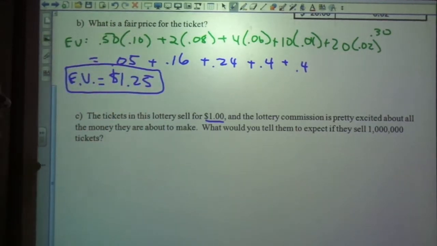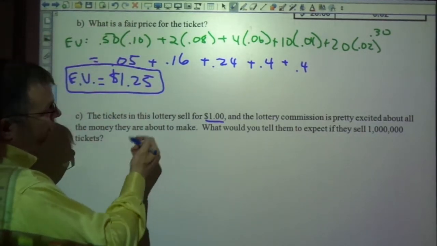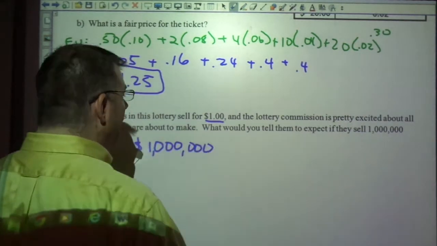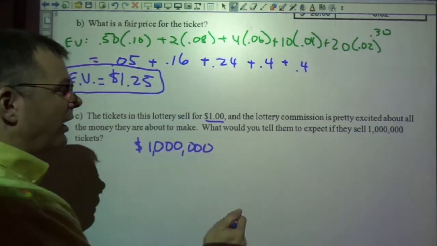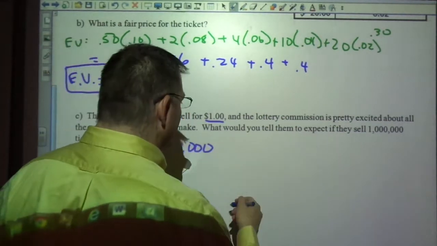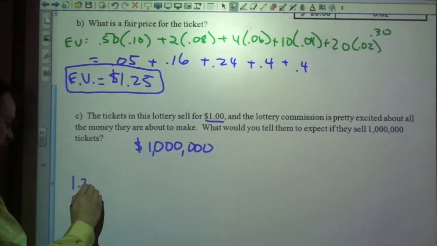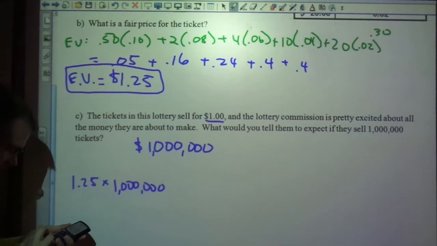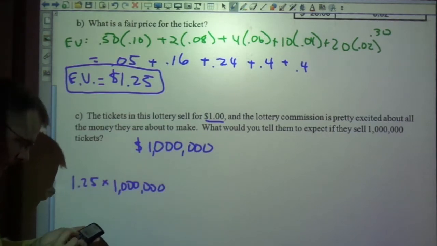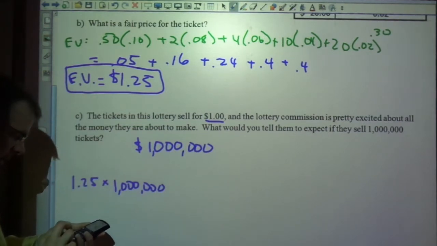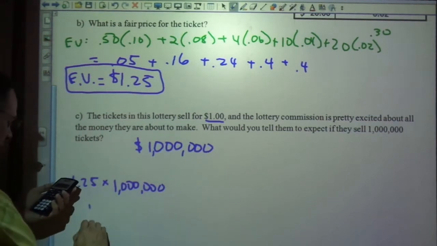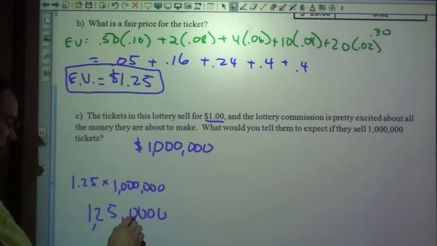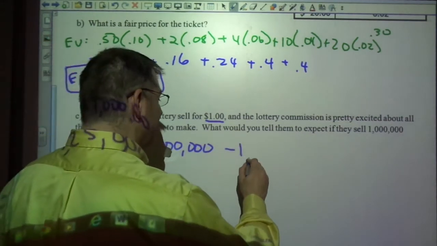Well, if they sell 1 million tickets, they're going to bring in $1 million, but they're going to have to pay out $1.25 times a million. I'll go with that over here. $1.25 times a million, that is 4 zeros. 1,250,000.